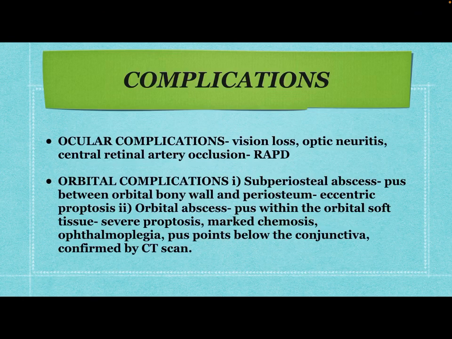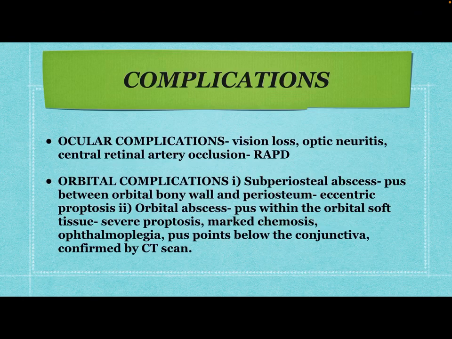Subperiosteal abscess means the pus is getting collected between the bony wall of the orbit and the periosteum. So this will lead to eccentric proptosis. It's not axial proptosis; the eyeball will be protruding sideways, or it could be protruding up or down based on where the subperiosteal abscess is. Wherever it is, onto the opposite side, the eyeball will be protruding. Okay, so that is eccentric proptosis.